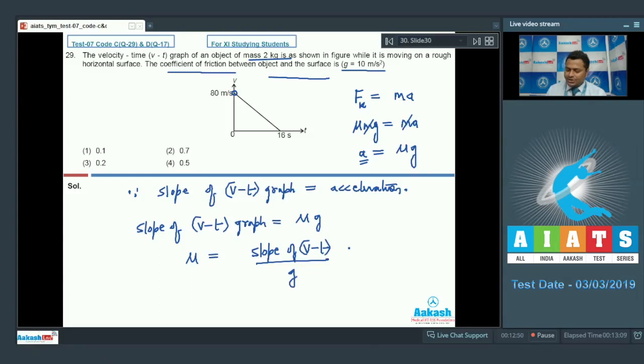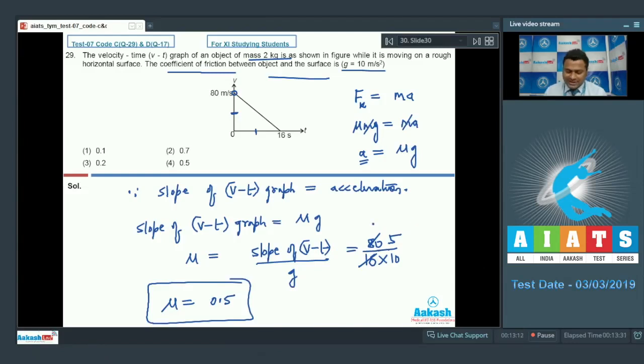Slope you can easily calculate, perpendicular upon base, that is 80 by 16. Gravity we take as 10, already given in the question. So after solving we will get the value of mu as 0.5. After looking at the options, we go with option number 4, which is absolutely correct. Now let us proceed to the next question.